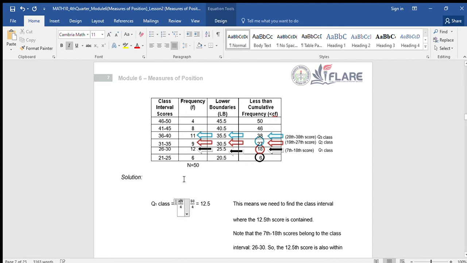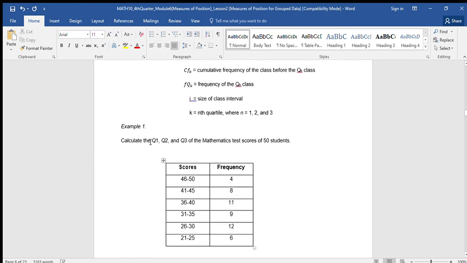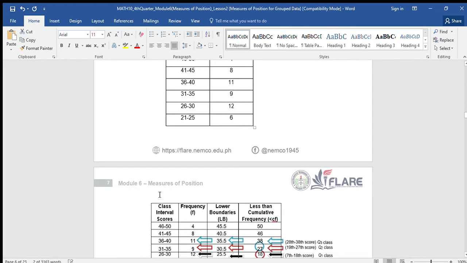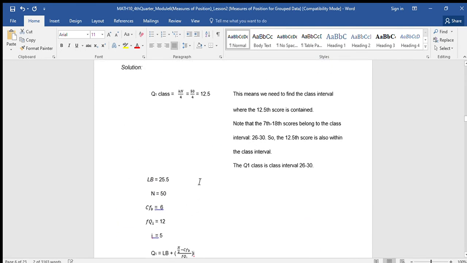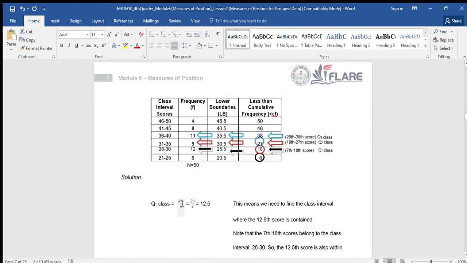Okay, naa tay kN. Una nato gipangita is si Q1. Pagpangita nato ni Q1, we'll have to multiply. Kinsa man ang K? Of course, si 1. Kinsa man nato ang N? Si 50. So, 1 times 50, that's 50 over 4. That is 12.5.